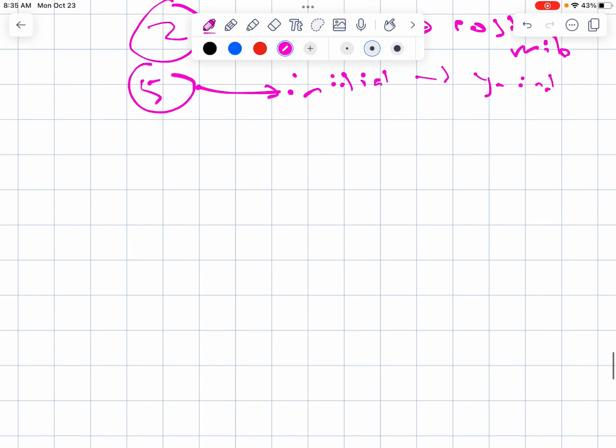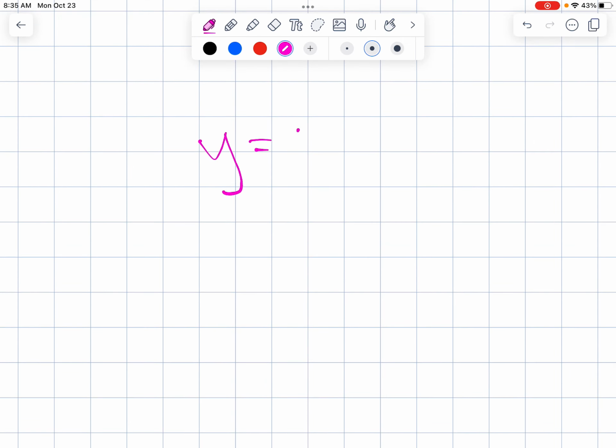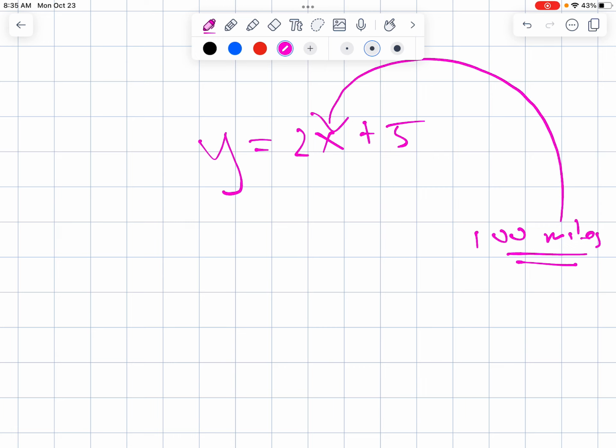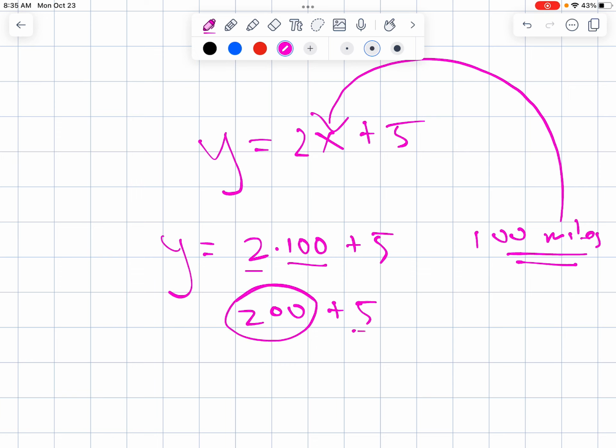Okay, now let's use our equation. So we got y equals 2x plus 5. And let's say you decide to drive 100 miles. What's going to be the cost? Well, if you drive 100 miles, remember miles is our independent variable. It's what we get to choose. We're going to plug it in there for x. So it's $2 per mile, you drove 100 miles, so that's $200 there, plus there's a $5 initial fee. So altogether, it costs $205.